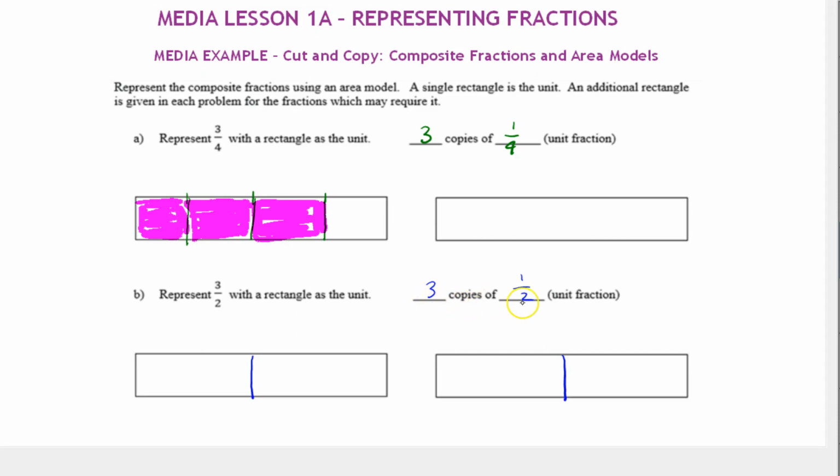So 3 copies of 1/2. This is my first copy. That's 1 copy of 1/2, 2 copies of 1/2, and 3 copies of 1/2. So the shaded region represents 3 halves.